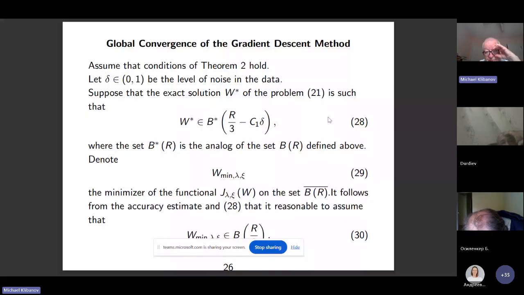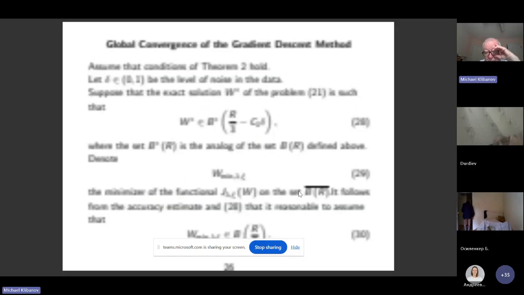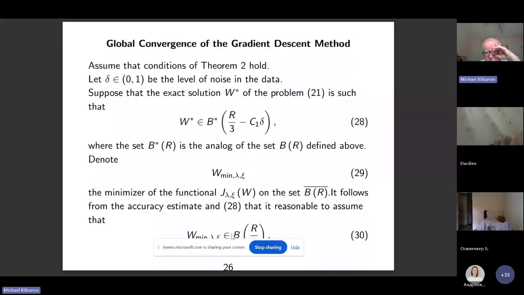So what we do, we assume that there exists an exact solution. By the Tikhonov theory, you must assume existence of the exact solution, in our case without noise. Delta is the level of noise in your data. So you assume this. Now B star of R is the same thing as B of R, okay? But instead of R, I use R over 3. Again, this is global convergence because R is arbitrary, so R over 3 can be anyhow large. So we consider the minimizer of the functional on the entire set, B of R, and we assume that this minimizer belongs to B of R over 3. Why? This is reasonable to assume because of the accuracy estimate.